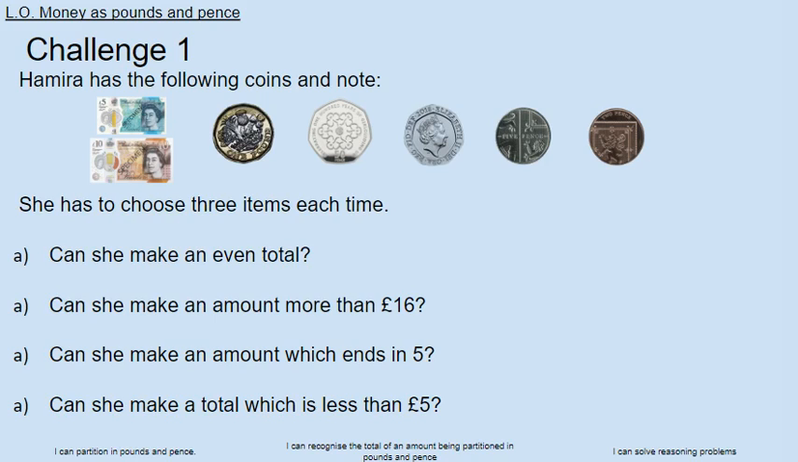Just use 3. So can she make an even total? Prove it. I think if you choose 3 coins, it'd be fairly straightforward to make an even total. See if you can prove some examples of that. Can she make an amount more than £16? Prove it using just three items, coins or notes. Can she make an amount which ends in a 5? See how you get on with that one. And can she make a total which is less than 5 using just 3 items? So that's the first challenge.